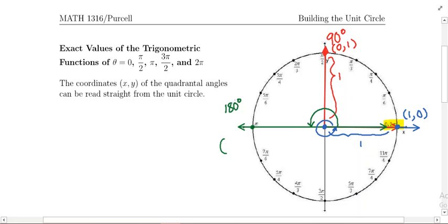If you're looking at this point, remember, we're in the rectangular coordinate system. This distance is 1 unit. It's the length of the radius. We've gone from the origin to a point on the circle. But remember, we have negative x values over here. So this point is located at (-1, 0).